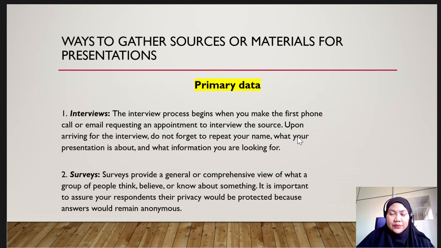But if you are a student doing a survey and a study, you have to make sure that the privacy of the respondents is protected. Whenever you present the results of a survey to other people, you could not include the names of the respondents. You should not do that.